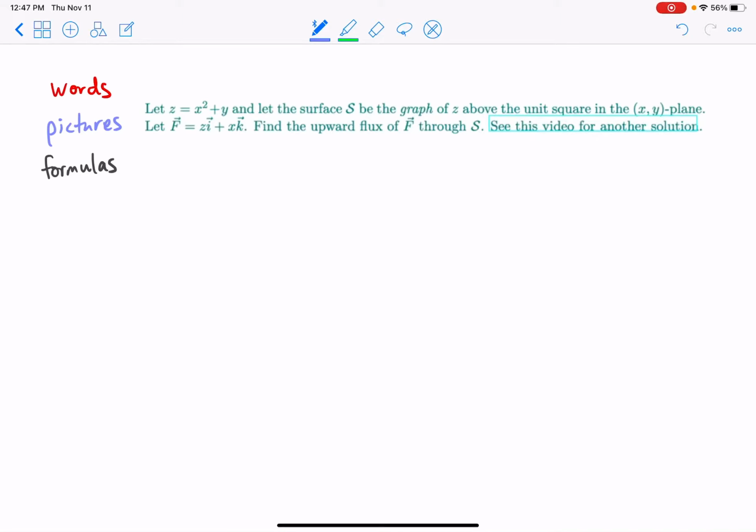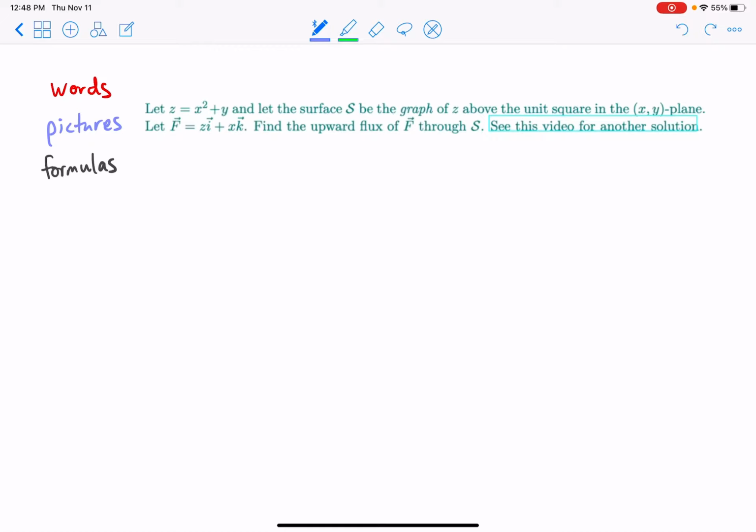Okay, so this is going to calculate flux. It's going to bring basically everything we've ever learned into one problem. It's going to be pretty crazy. So this equation defines a surface, and that surface is the graph of z above the unit square. And then here we have a vector field, and we want to compute the flux through S.